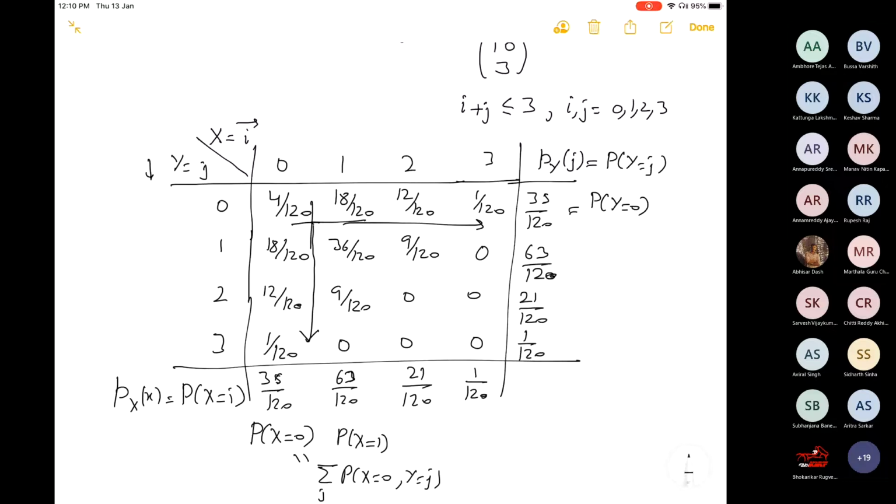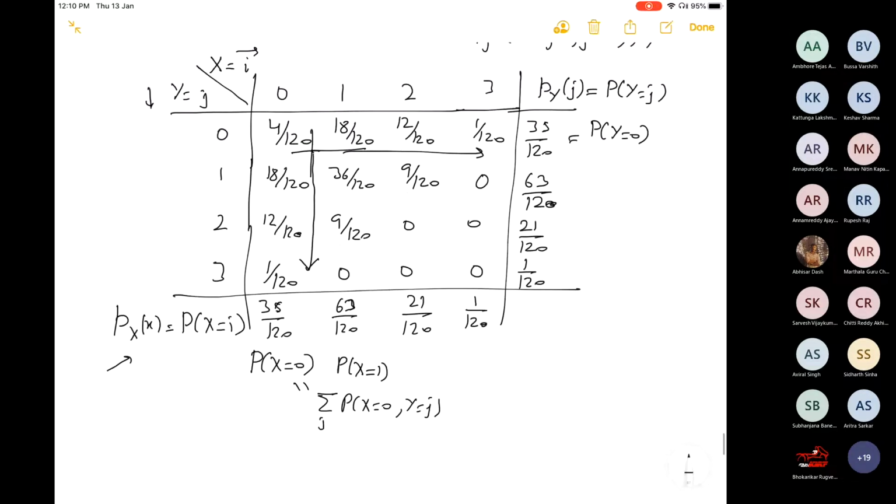What is the probability x is equal to x? This is the marginal probability mass function of x. Corresponding to 0, the value is 35 by 120. Corresponding to 1, the value is 63 by 120. Corresponding to 2, the value is 21 by 120. Corresponding to 3, the value is 1 divided by 120. So this is the marginal probability mass function of x, with values corresponding to 0, 1, 2, 3.